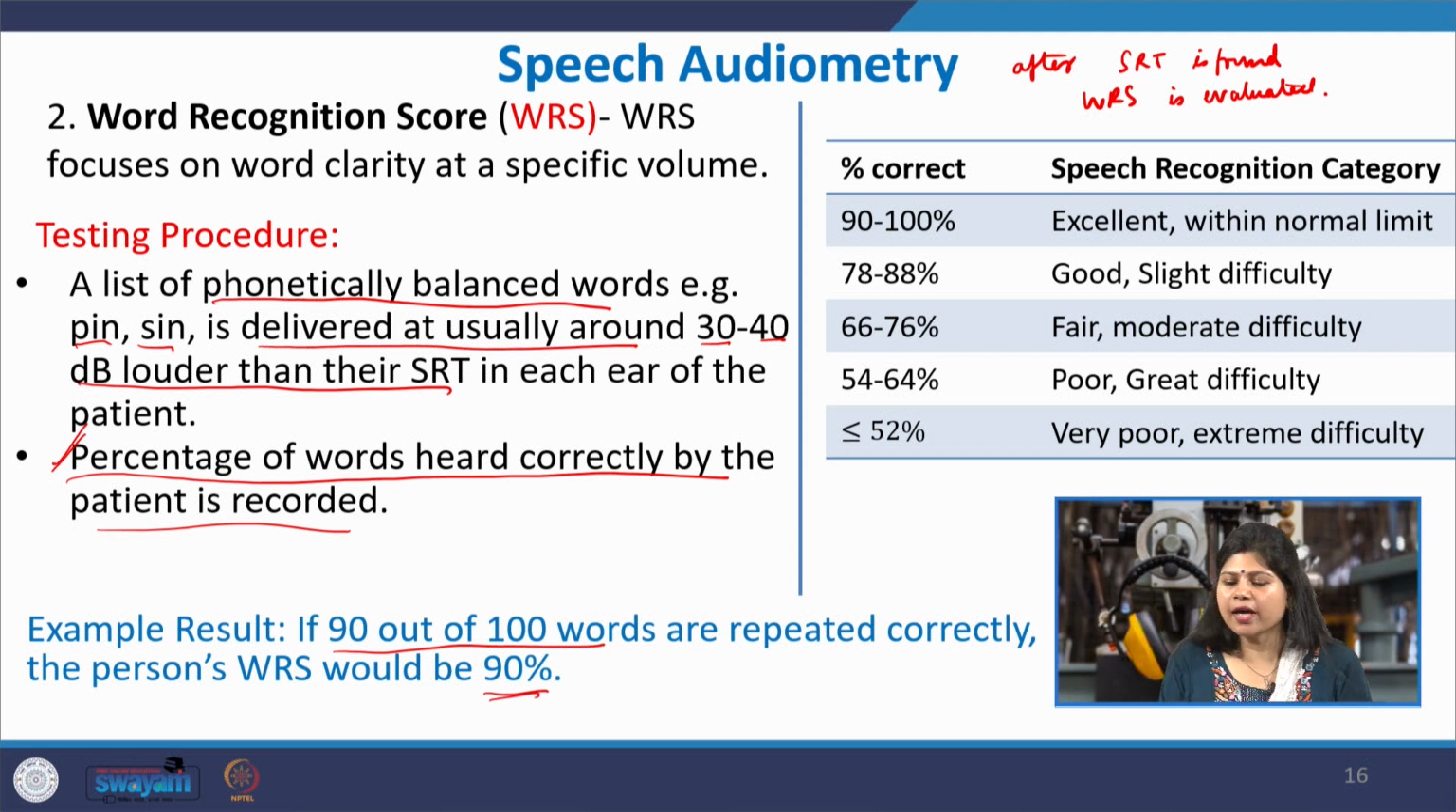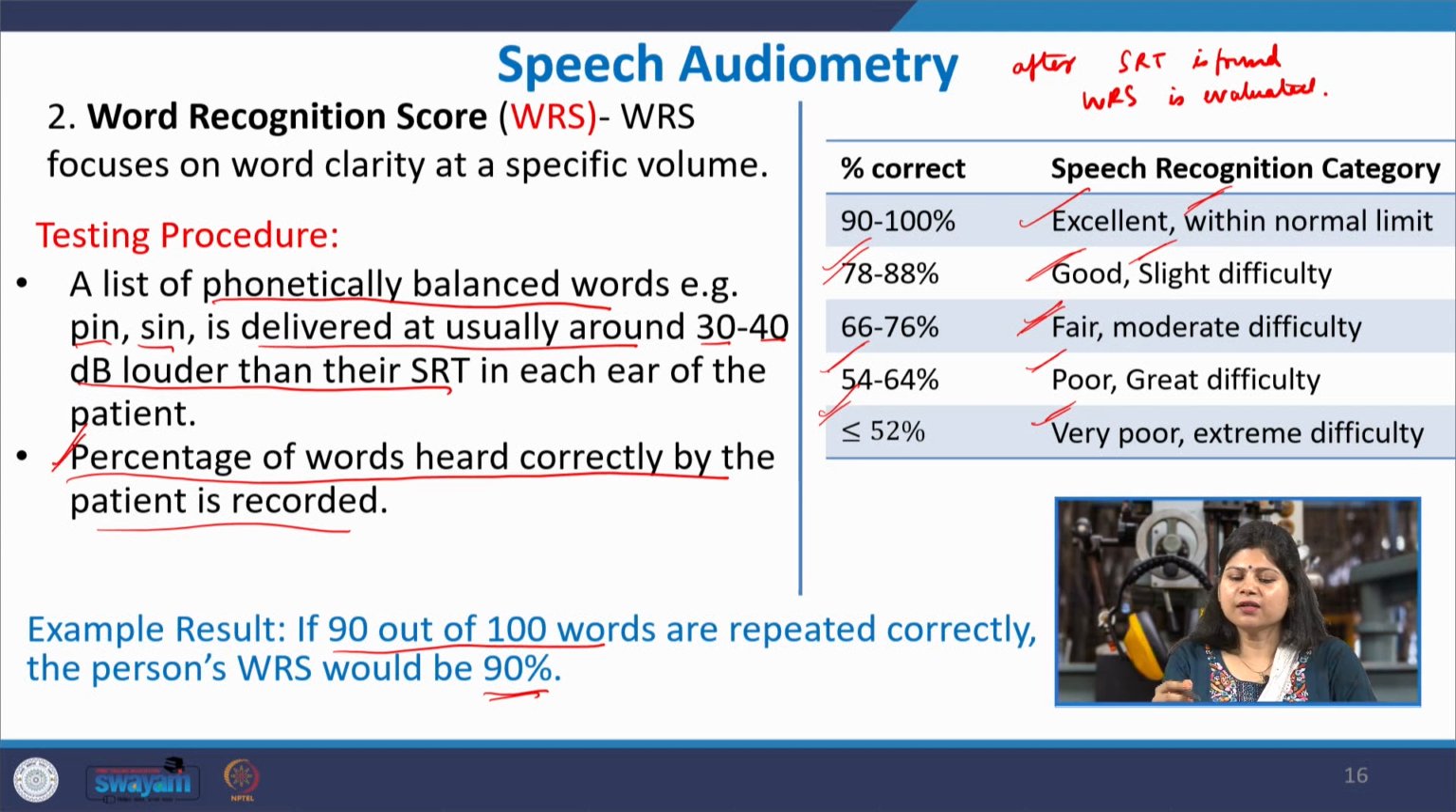What is the clinical diagnosis for that? If it is between 90 and 100, your speech recognition is excellent, within normal limits. For 78 to 88%, it is good, with only slight difficulty. From 66 to 76, it is fair, or moderate difficulty. From 54 to 64, it is poor, which means great difficulty in speech recognition. And 52 or less is very poor, or an extreme level of difficulty.